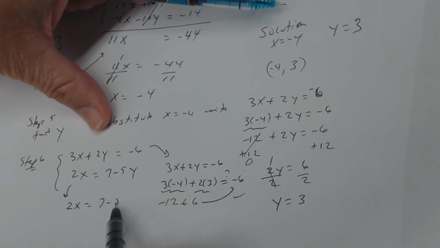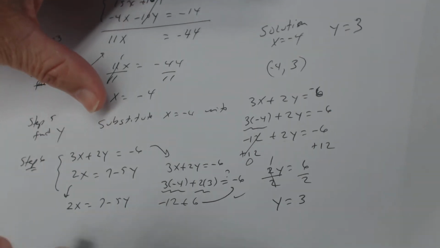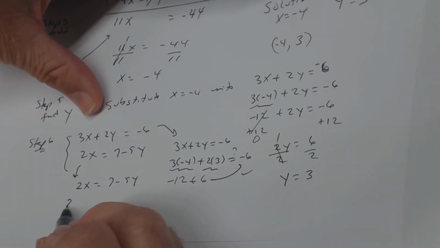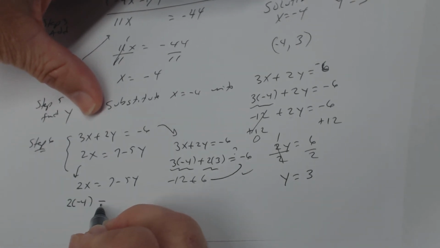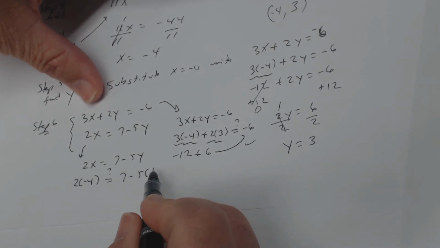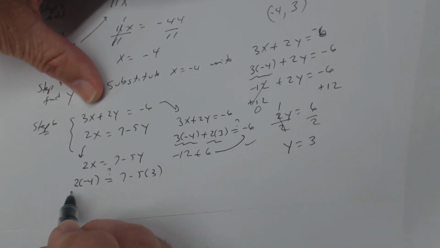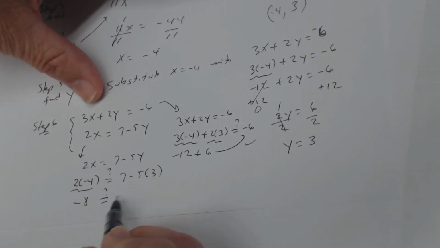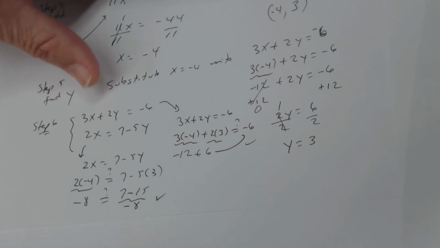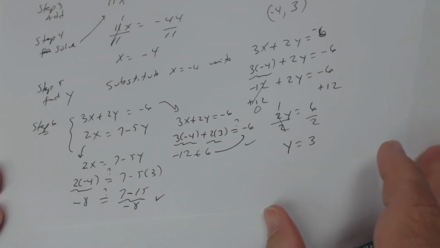2x equals 7 minus 5y, and in place of x, I plug in negative 4. In place of y, I plug in 3. So 2 times negative 4, and I want to see if that's going to equal 7 minus 5 times y. Y is 3. Well, 2 times negative 4 is negative 8. So again, let's see if those two sides are equal to each other. So that's 7 minus 15, and 7 minus 15 is negative 8. So that works. All right.